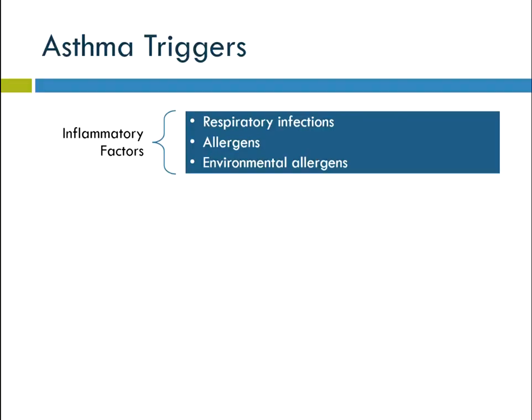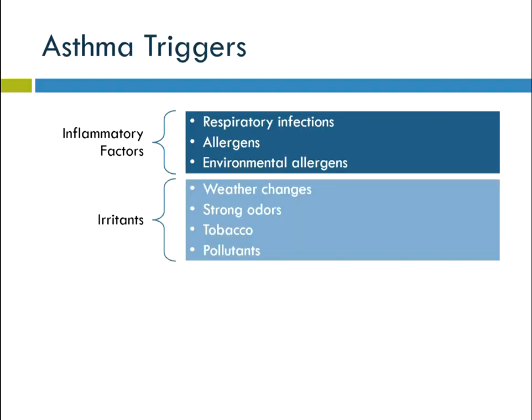So we have inflammatory factors. So respiratory infections, allergens, environmental allergies. Things we kind of just talked about. We also have irritants, so there is the difference. Irritants are things like weather changes, which is separate from the pollen. So like my asthma is really bad when it starts to get cold. Weather changes, not just it's in spring, there's pollen there.